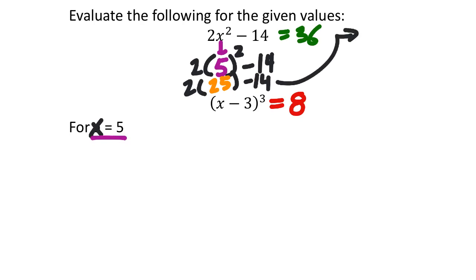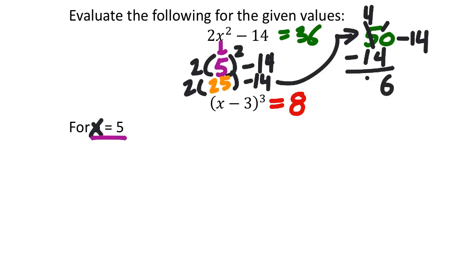And I'll continue the work over here. So now I've got the multiplication. 2 times 25 is 50 minus the 14, right? Well, we can show it this way if we'd like. 50 minus 14, we'll make that a 10, borrow. 10 minus 4 is 6. 4 minus 1 is 3. And that is how we get that 36 right there.